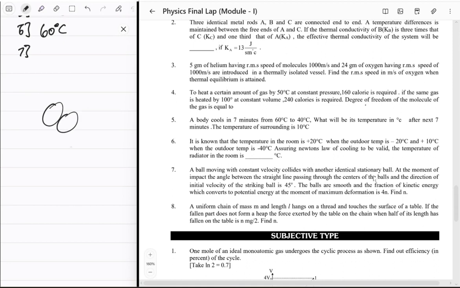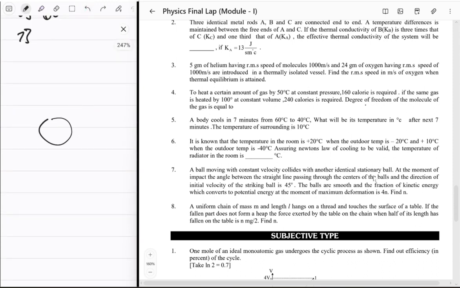Okay, a ball moving with constant velocity collides with another stationary ball. At the moment of impact, the angle between the straight line passing through the centers of the balls and the direction of initial velocity is 45 degrees. The balls are smooth and the fraction of kinetic energy which converts to potential energy at the moment of maximum deformation is 4n. Find n.